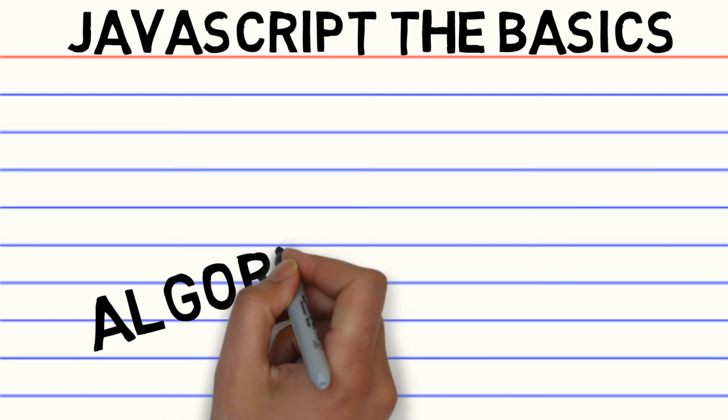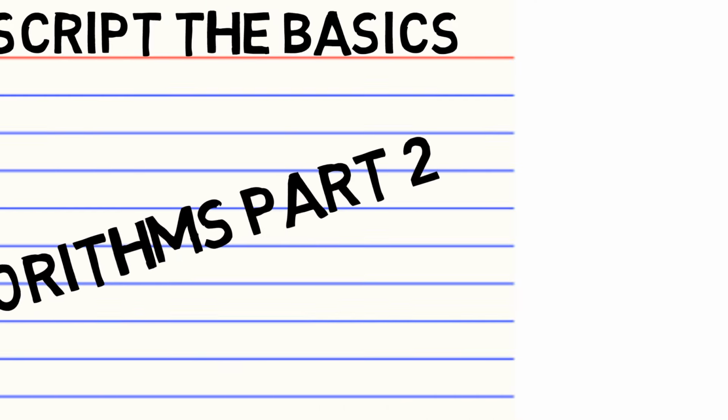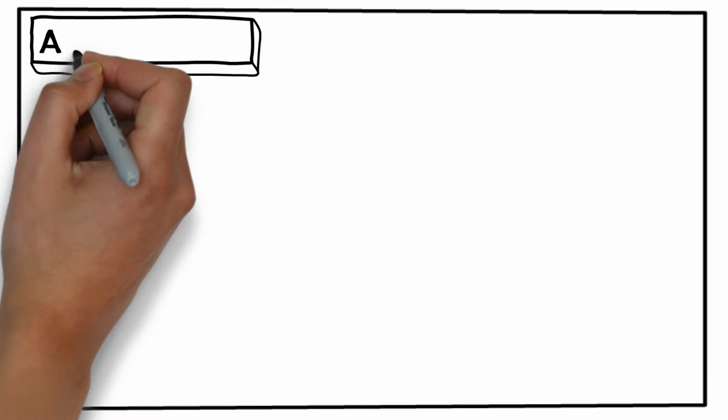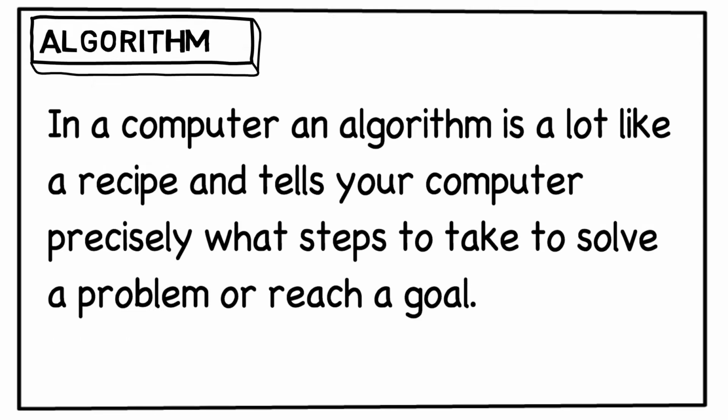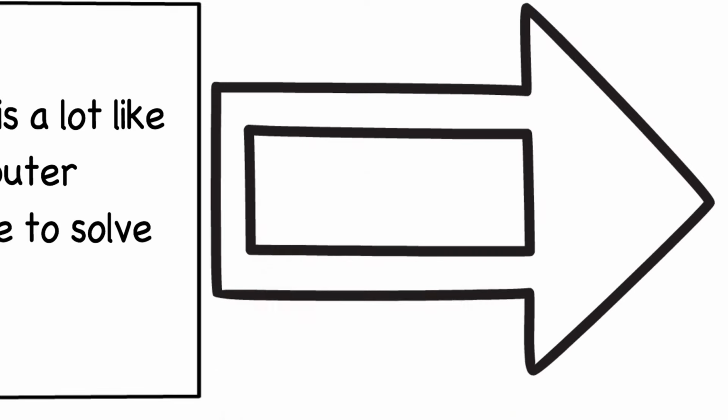In our last lesson, we began to look at algorithms in JavaScript. An algorithm in a computer is a lot like a recipe, and tells your computer precisely what steps to take to solve a problem or reach a goal. The ingredients are called inputs, while the results are called the outputs. In our previous lesson, we looked at an algorithm to determine if all the characters in a string are unique with no repeats. Our question for this lesson is this.